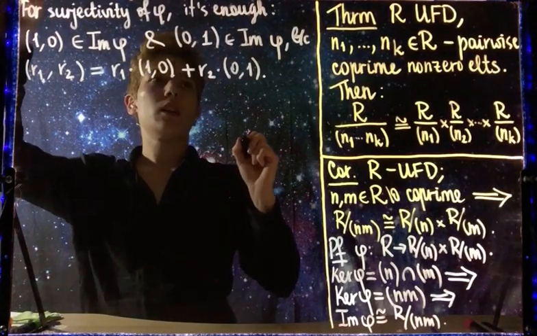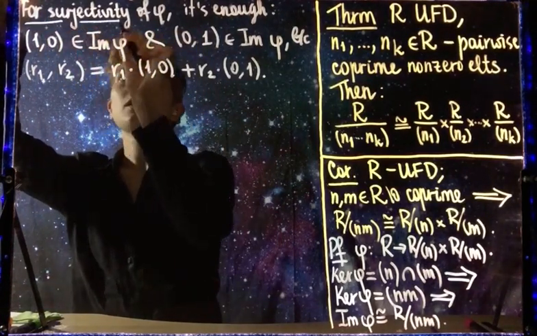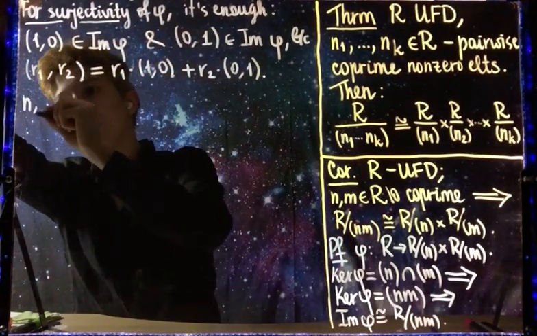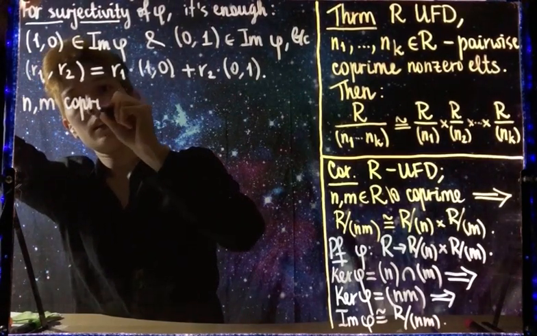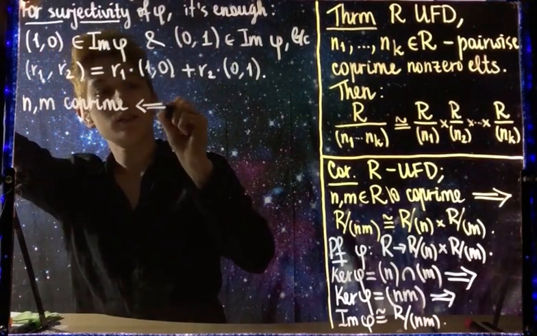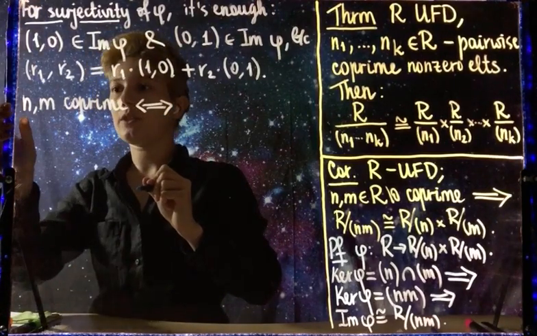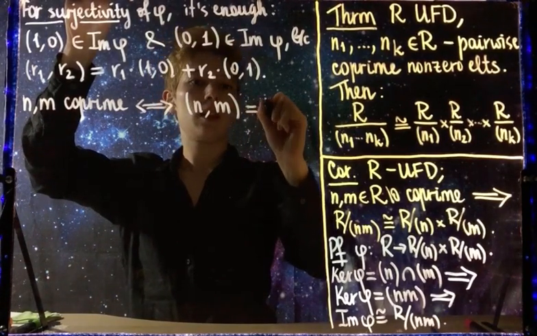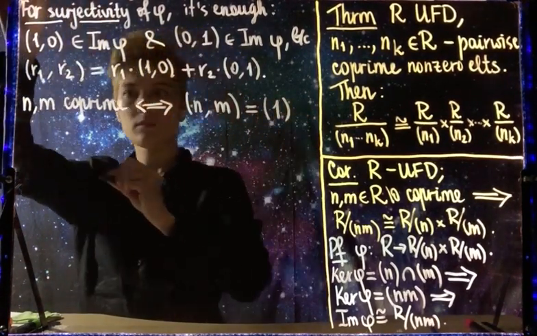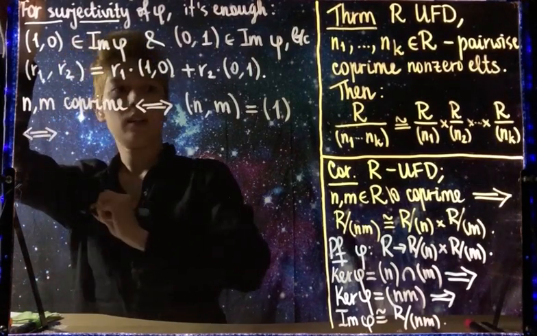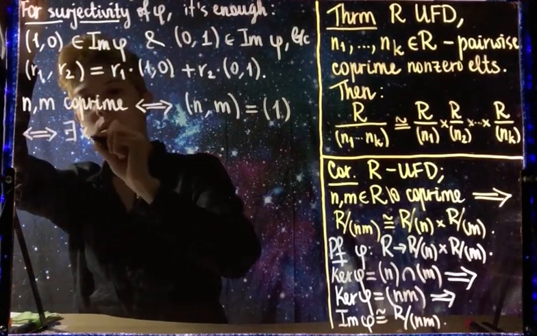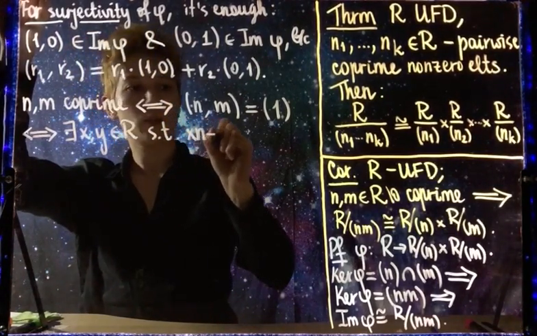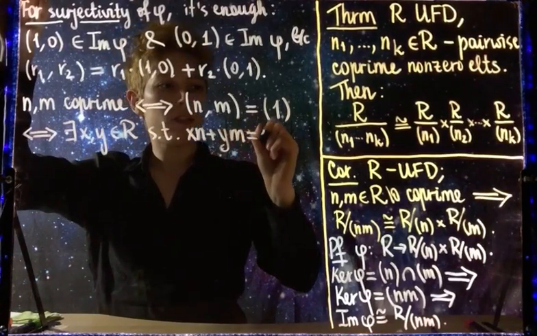Okay, so now for surjectivity, let us again use that N and M are co-prime. And this happens when the greatest common divisor is 1, or equivalently, if the ideal they generate together is the unit ideal. And that is equivalent to saying that there are elements x and y in R such that xn plus ym is equal to 1.